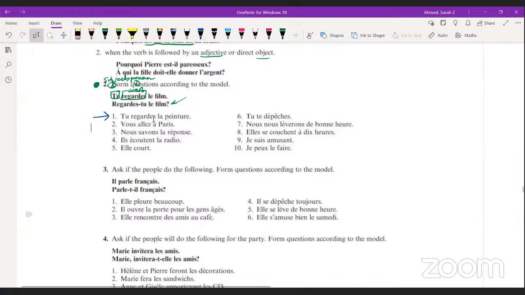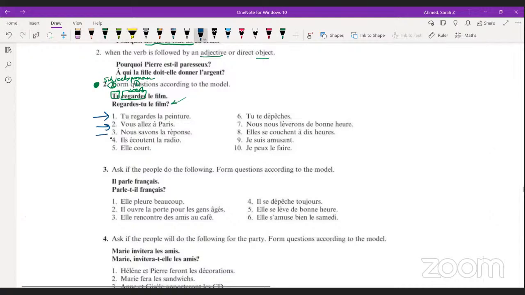Tu regardes le picture. Good. And then now say the verb first, and then the subject, and then the rest of the sentence. Regardes-tu le picture. Very good. Okay, number 2 now. Vous allez à Paris. Allez-vous à Paris? Very good.